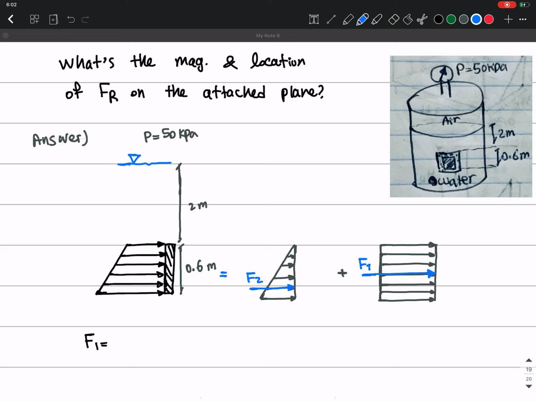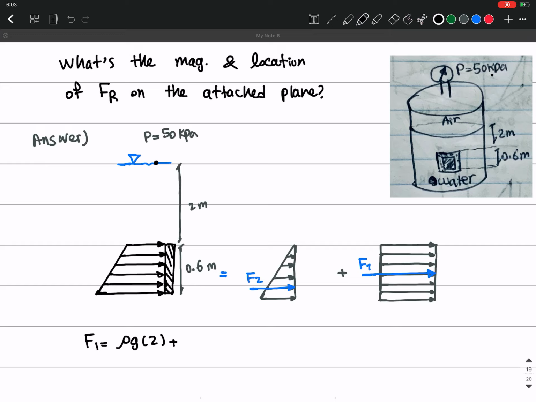So it's gonna be the value of the pressure at this point here. So we have water, which is gonna be rho g h1, if we assume this is h1, times 2 meter. And then we have to add the free surface pressure if we want to calculate the absolute one.